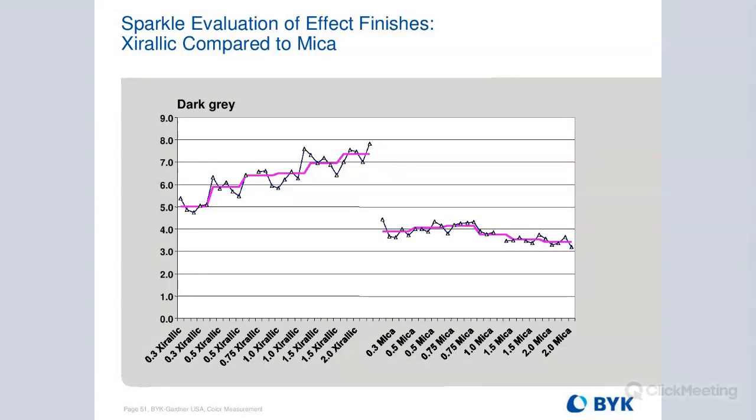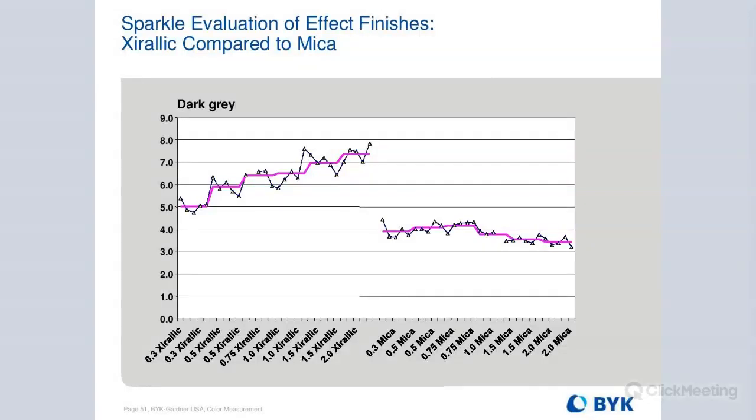Now, the evaluation and the ability to define a sparkle specification is important. And in the original development, BMW approached us and wanted to be able to specify or determine if a Zarelic pigment was used to achieve one of their new colors. And what we see here is they did a step ladder from 0.3 to 2% Zarelic, and then they did the same with 0.3 to 2% mica. And you can see that as you increase the amount of Zarelic pigment, you get these stair steps of improved sparkle as you put more and more pigment into the sample.